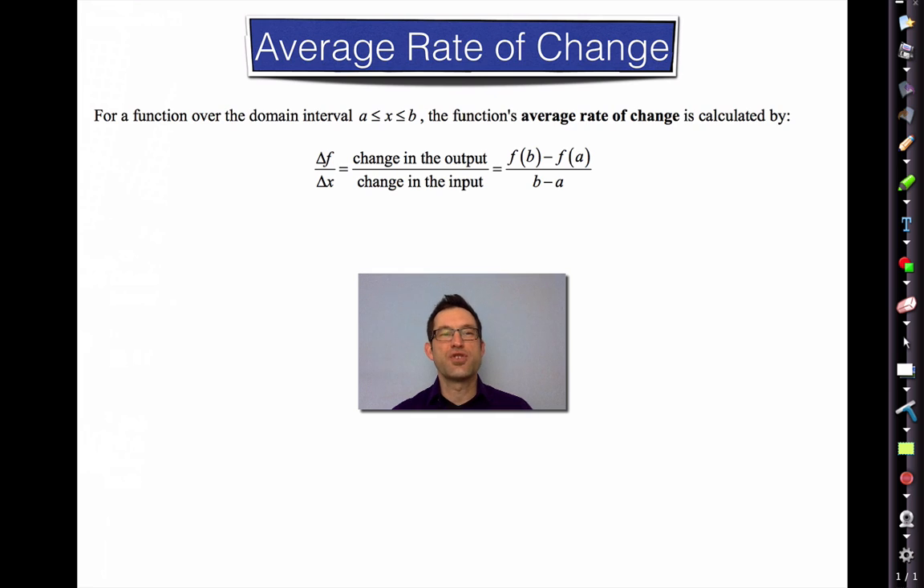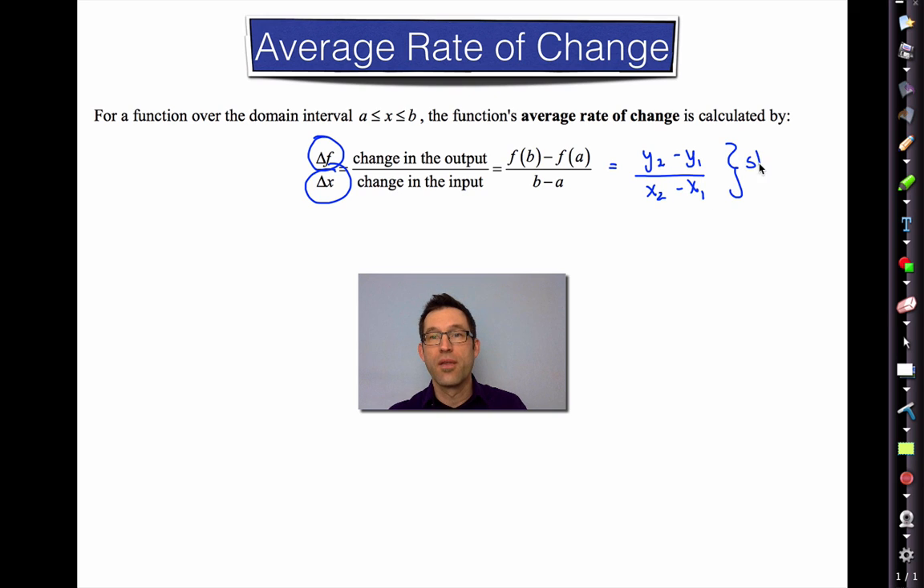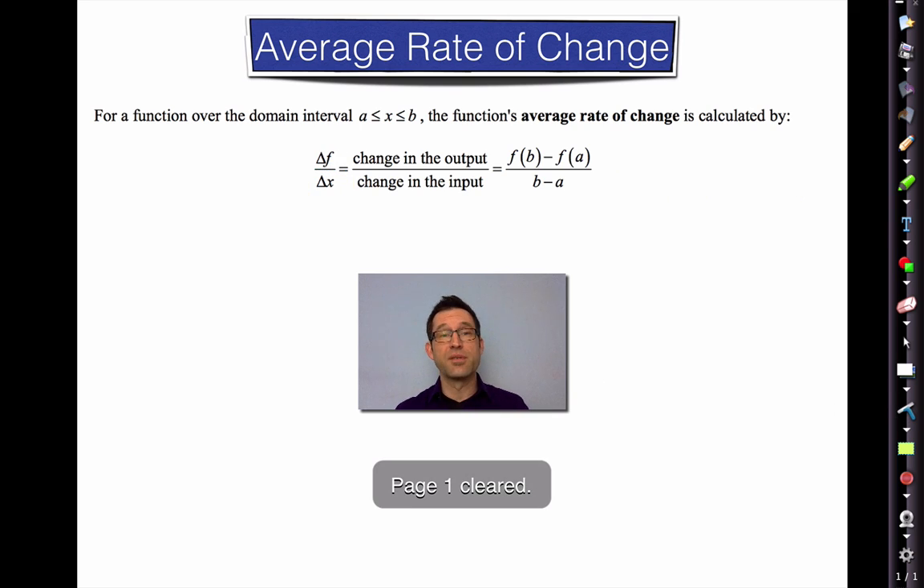The average rate of change. For a function over the interval a to b, the function's average rate of change is calculated by doing the change in the function divided by the change in the input. All right, f of b minus f of a divided by b minus a. This is the classic slope formula, y2 minus y1 divided by x2 minus x1. It's truly the slope formula, which is kind of cool. It's a very mechanical formula, and let's play around with it some.